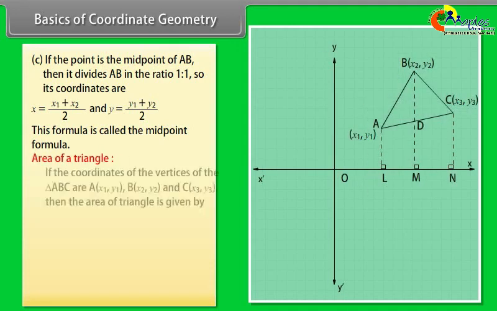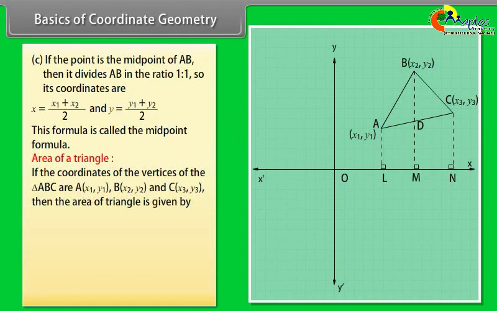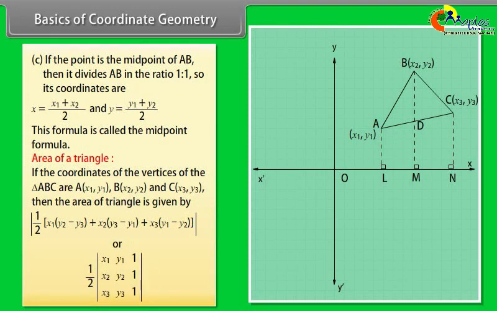Area of a triangle. If the coordinates of the vertices of the triangle ABC are A(x1, y1), B(x2, y2) and C(x3, y3), then the area of the triangle is given by the modulus of 1 by 2 multiplied by [x1 into (y2 minus y3) plus x2 into (y3 minus y1) plus x3 into (y1 minus y2)], or 1 by 2 determinant, first row x1, y1, 1, second row x2, y2, 1, third row x3, y3, 1.